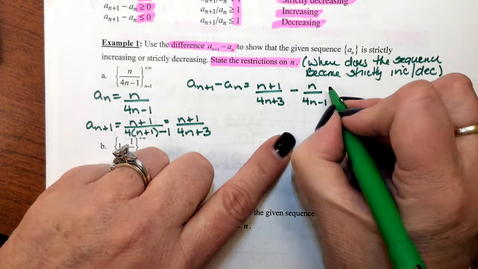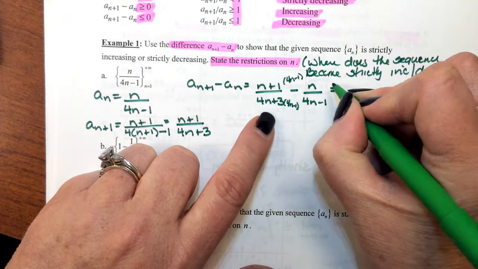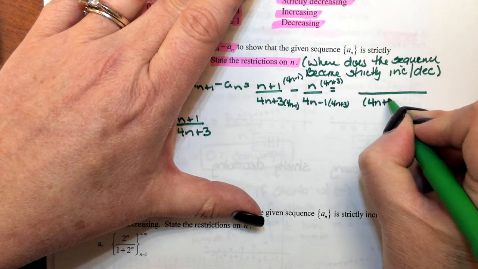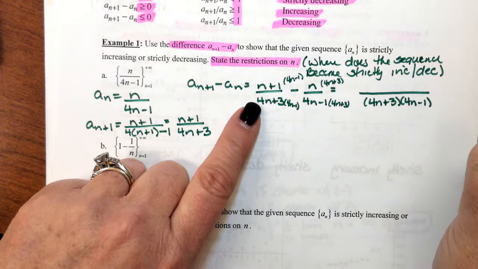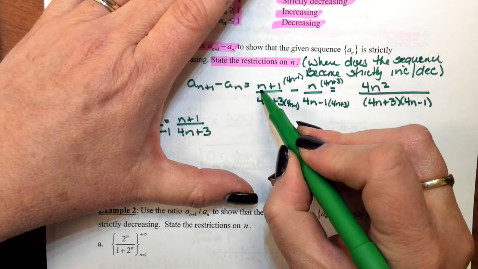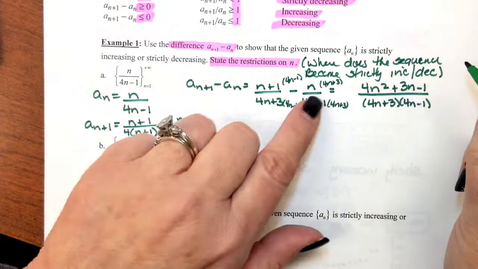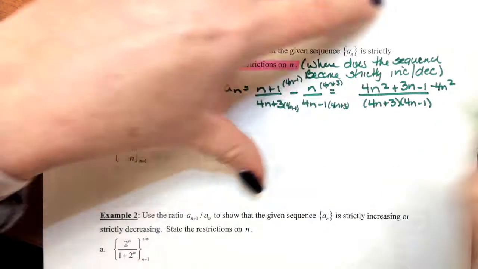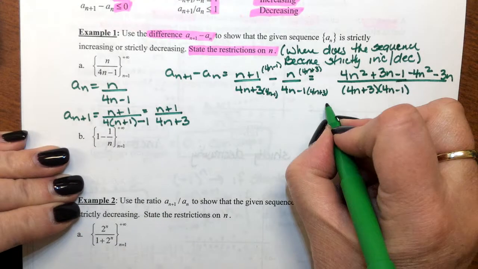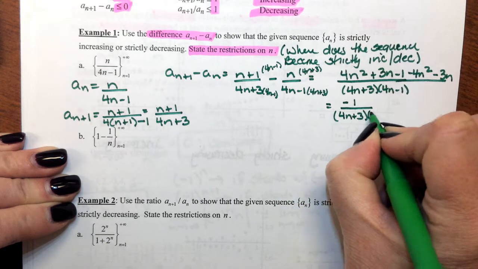You do want to condense this to a single fraction, so we need to get a common denominator. I'll have to multiply the first fraction by 4n minus 1 over 4n minus 1, and this one by 4n plus 3 over 4n plus 3. So my denominator will be 4n plus 3 times 4n minus 1. Then in this numerator, I FOIL out n plus 1 times 4n minus 1, which gives me a 4n squared. My outer and inner terms will be minus n plus 4n, so that's plus 3n, and then a minus 1. And when I distribute a negative n, that gives me a minus 4n squared minus 3n. So when I simplify this, the 4n squareds cancel out. That leaves me with negative 1 over 4n plus 3 times 4n minus 1.